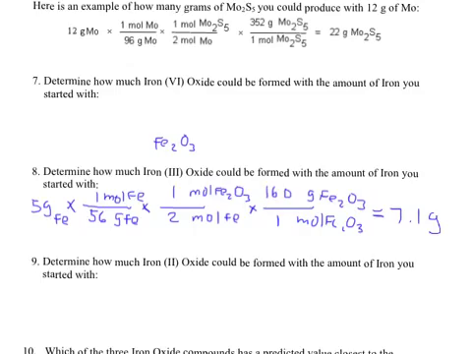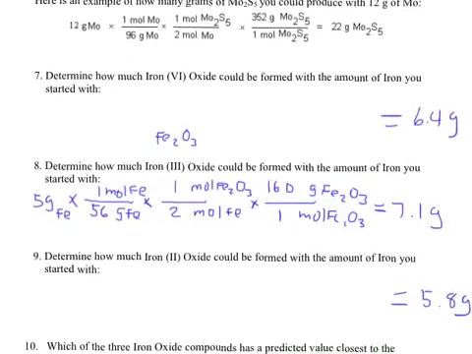Now you're going to do this for all of these. You're going to do this for number 7, and let's just say you come up with 6.4 grams. And let's say you do it here and you come up with 5.8 grams. And what you do then is to decide which one you've made.